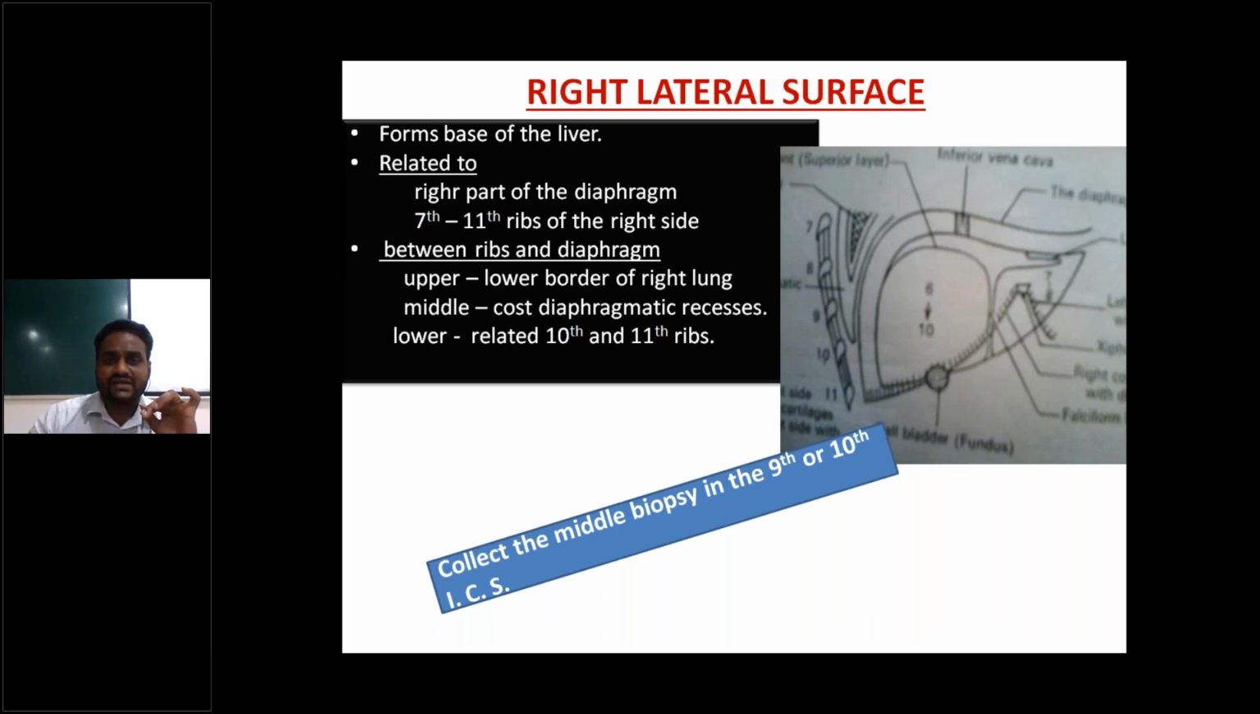So what is the importance of the right lateral surface? Biopsy. We collect the biopsy. In which space do we pass the needle? 9th intercostal space. So without damaging the above structures, we can pass the needle in this space and collect the biopsy. So clinically, this surface and its relations are important.